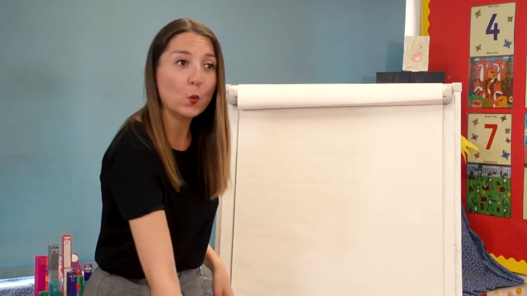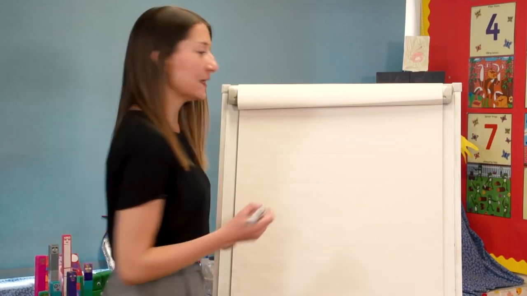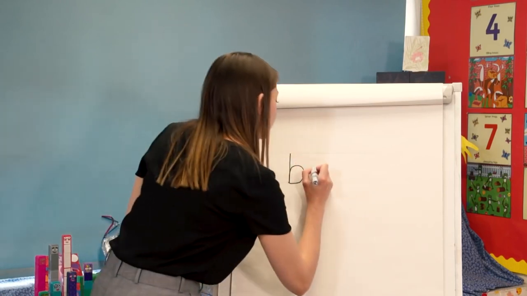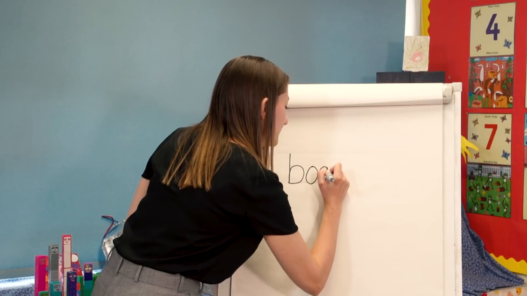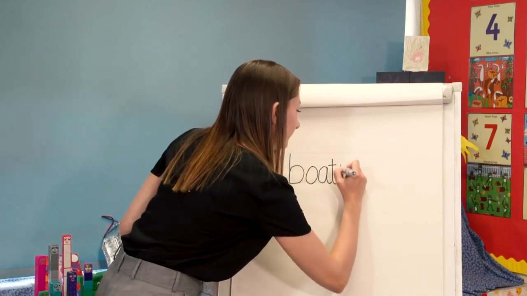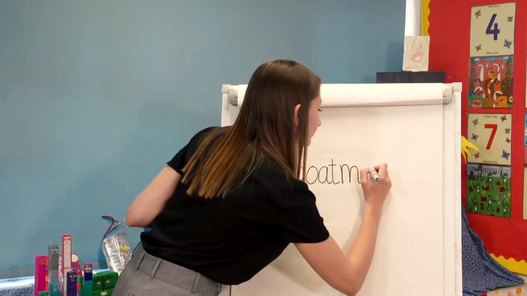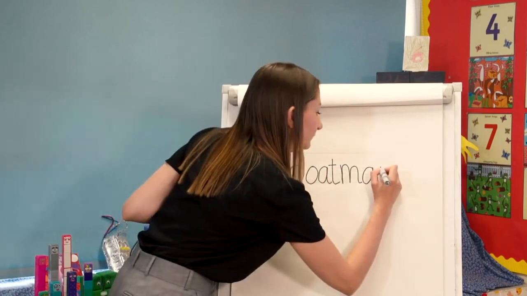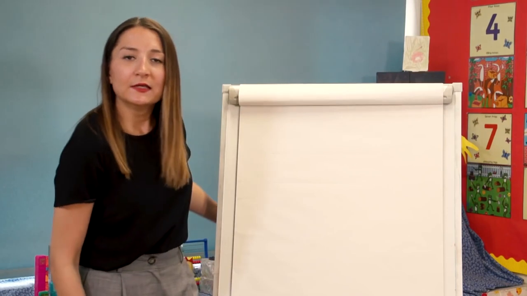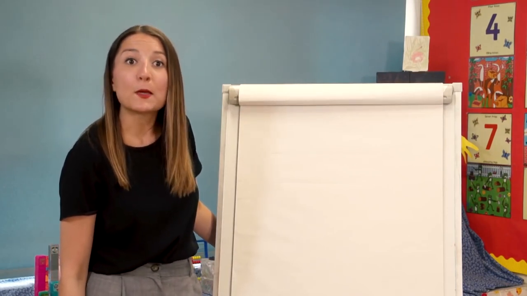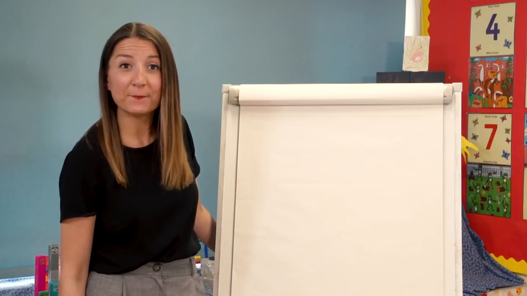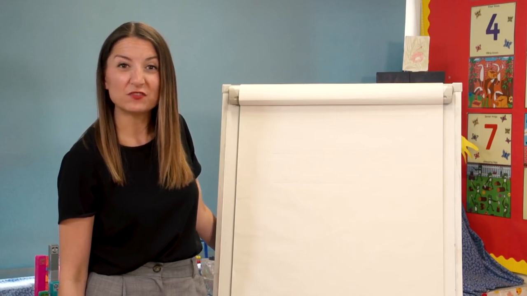That's six sounds. Watch me write boatman. And remember, there's six sounds. The first sound is B. My digraph O. Now you have a go. Say the word. Say the sounds. Write them down. There's six sounds in this word, remember? And don't forget the digraph O.